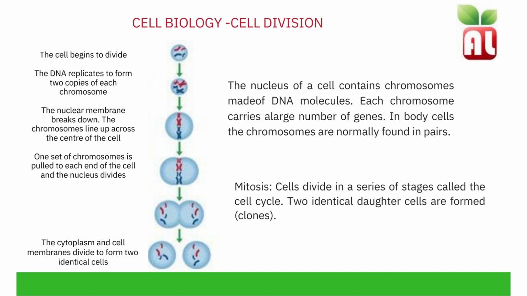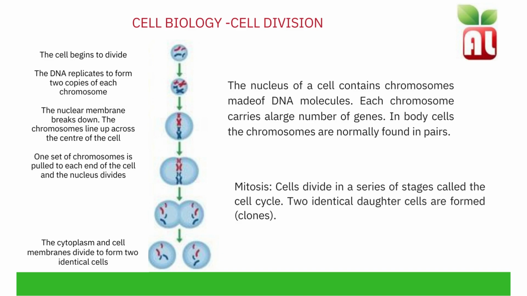Cell division. We're looking at the process of mitosis. Mitosis is a type of cell division in which cells divide for the process of growth and repair. The nucleus of a cell contains chromosomes, made up of DNA molecules. Each chromosome carries a large number of genes. In body cells, the chromosomes are normally found as pairs.